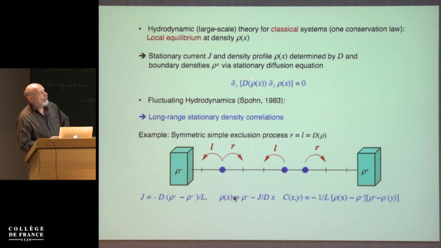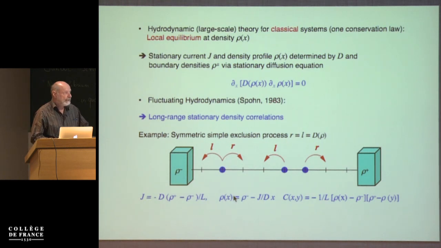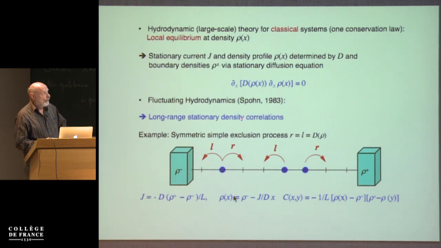So the derivative of the current has to be 0 because of stationarity and the conservation law, and then the current itself is minus the diffusion coefficient times the gradient of the density. Okay, so this gives you the profile and the current by putting the boundaries rho plus and rho minus. But one can go beyond, one can study fluctuations, and then the theory of fluctuating dynamics, which was basically elaborated by Spohn already in 1983, tells you that you generally expect long-range stationary correlations, which come from the fluctuations and the fact that you're really far from equilibrium.